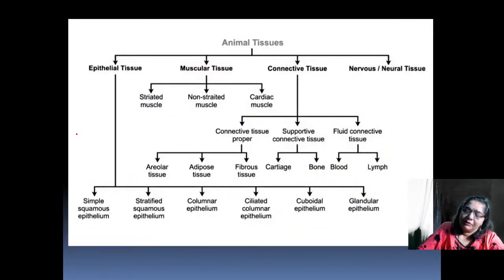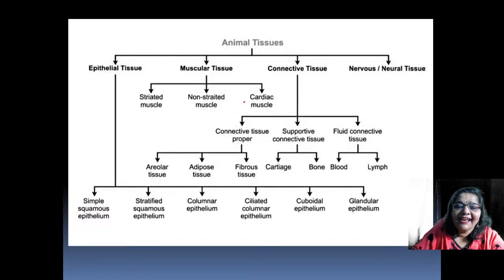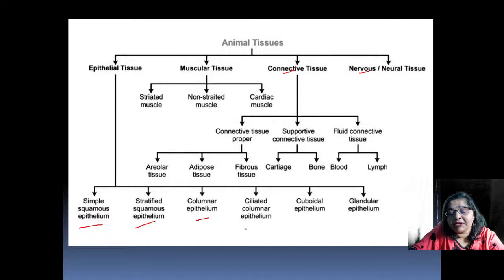Right, so you have studied the 4 different types of tissues. Let us just have a look at the summary of this live session. Animal tissues. Today we studied the animal tissues. So basically there are 4 different types of animal tissues we learned: the epithelial tissue, the muscular tissue, the connective tissue, and the nervous tissue. In the epithelial tissue, we studied 6 different types: the simple squamous epithelium, the stratified squamous, the columnar epithelium, the ciliated columnar epithelium, the cuboidal, and the glandular epithelium.